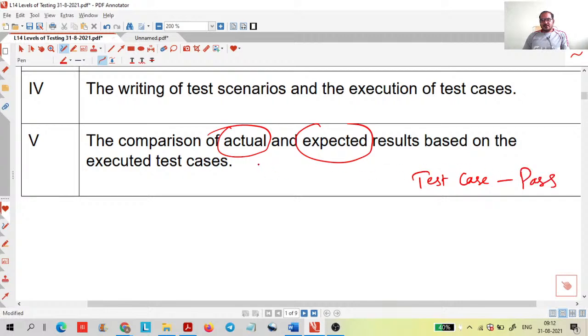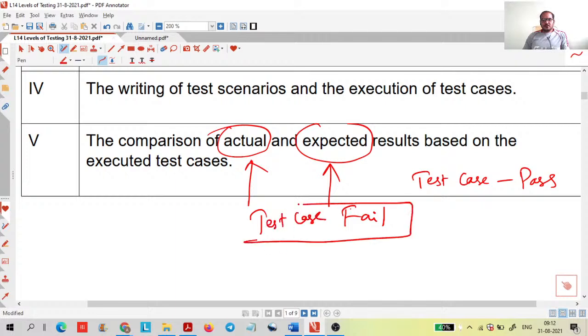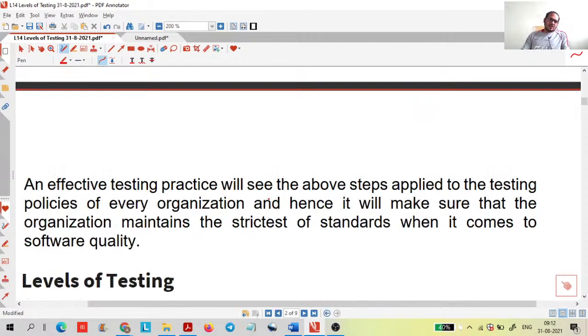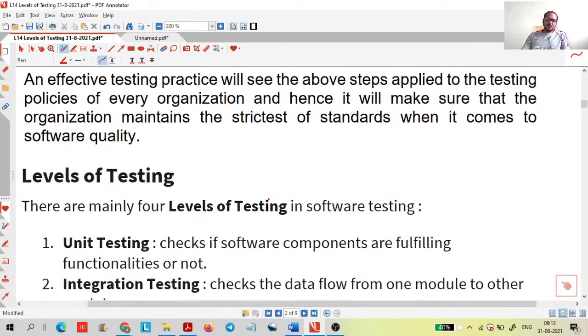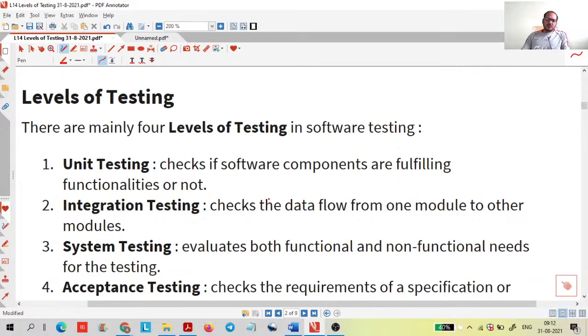If there is a mismatch between the actual and expected result, then we can say the test case is fail. The test case is fail if there is a mismatch. So we need to write the test cases based upon the input and output. That is what we do in functionality testing. Next, we'll go for the different levels.